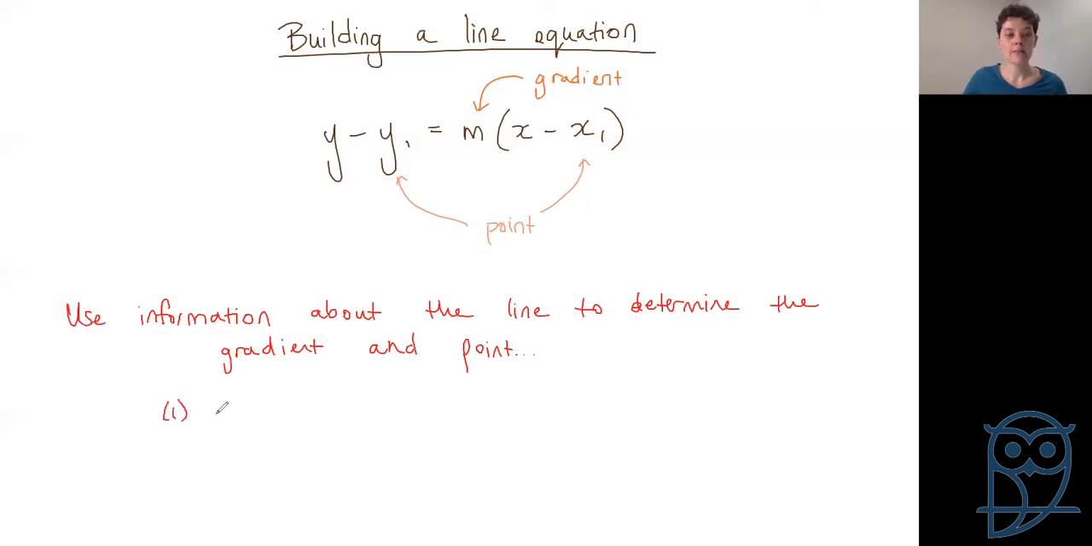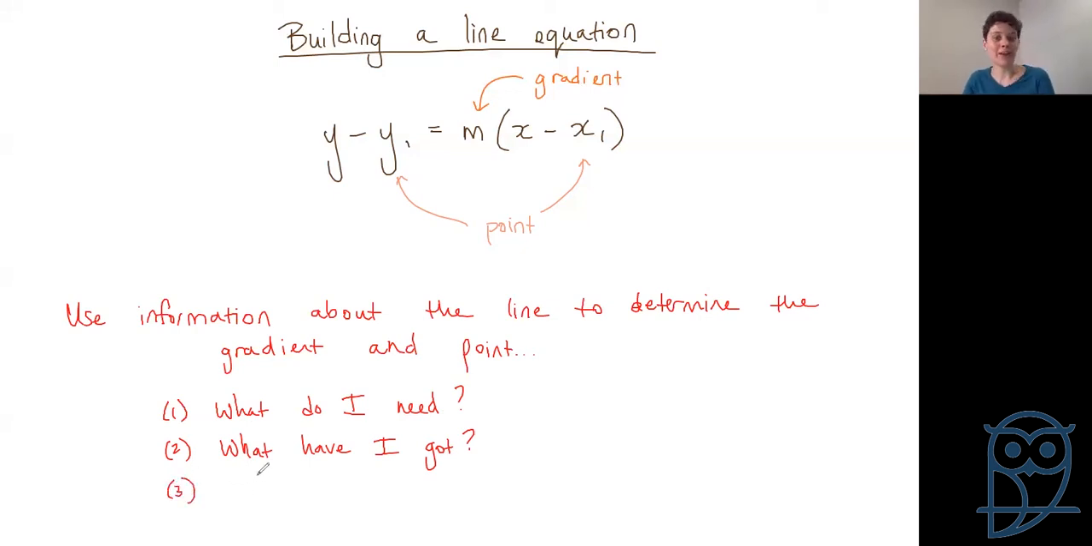Same thing is, what do I need? Okay, well, when I'm building a line equation, I need a point and I need a gradient. Second question, what have I got? Have I got a point on a diagram and I can see my line passes through that point? Or am I told about something that the line does that interacts with a point or a gradient? What information have I got? And then the last one, how do I get from what I've got to what I need?